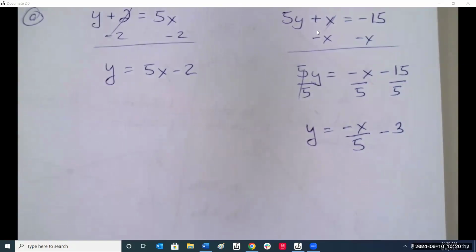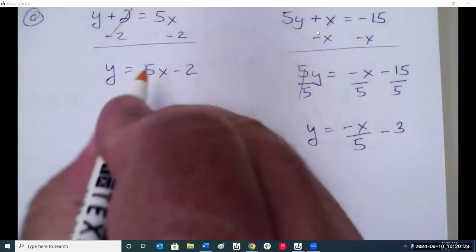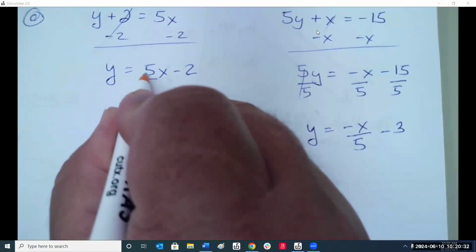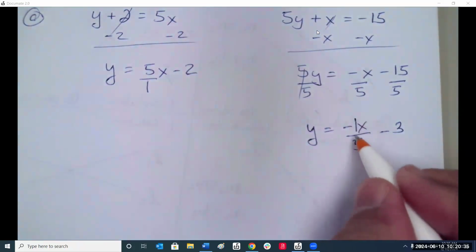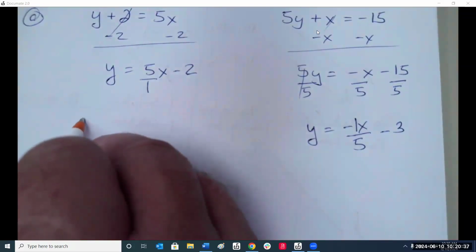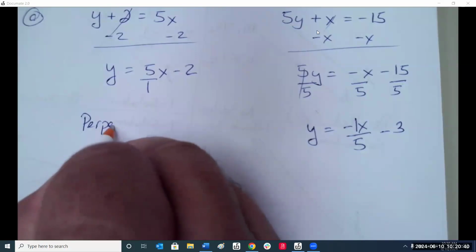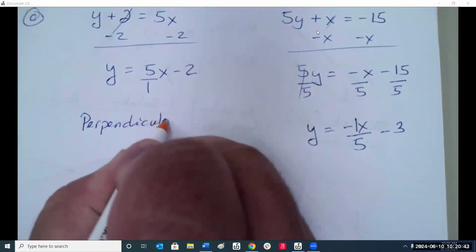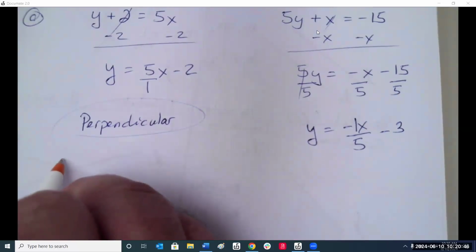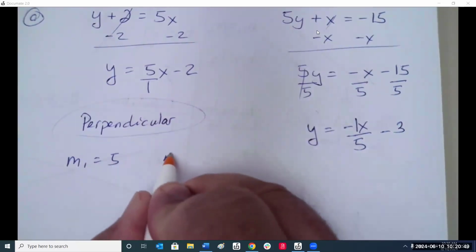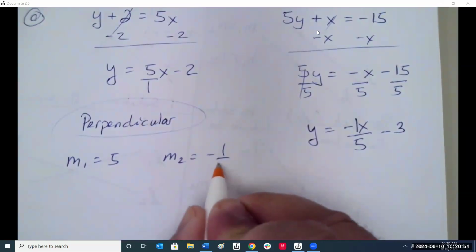So now we have the slope intercept form. Are these two lines parallel, perpendicular, or neither? Why? Right, because this is 5/1 and it's positive. If I flip it, I get 1/5 negative, right? So it's perpendicular. The slope of line 1 is 5. The slope of line 2 is -1/5.